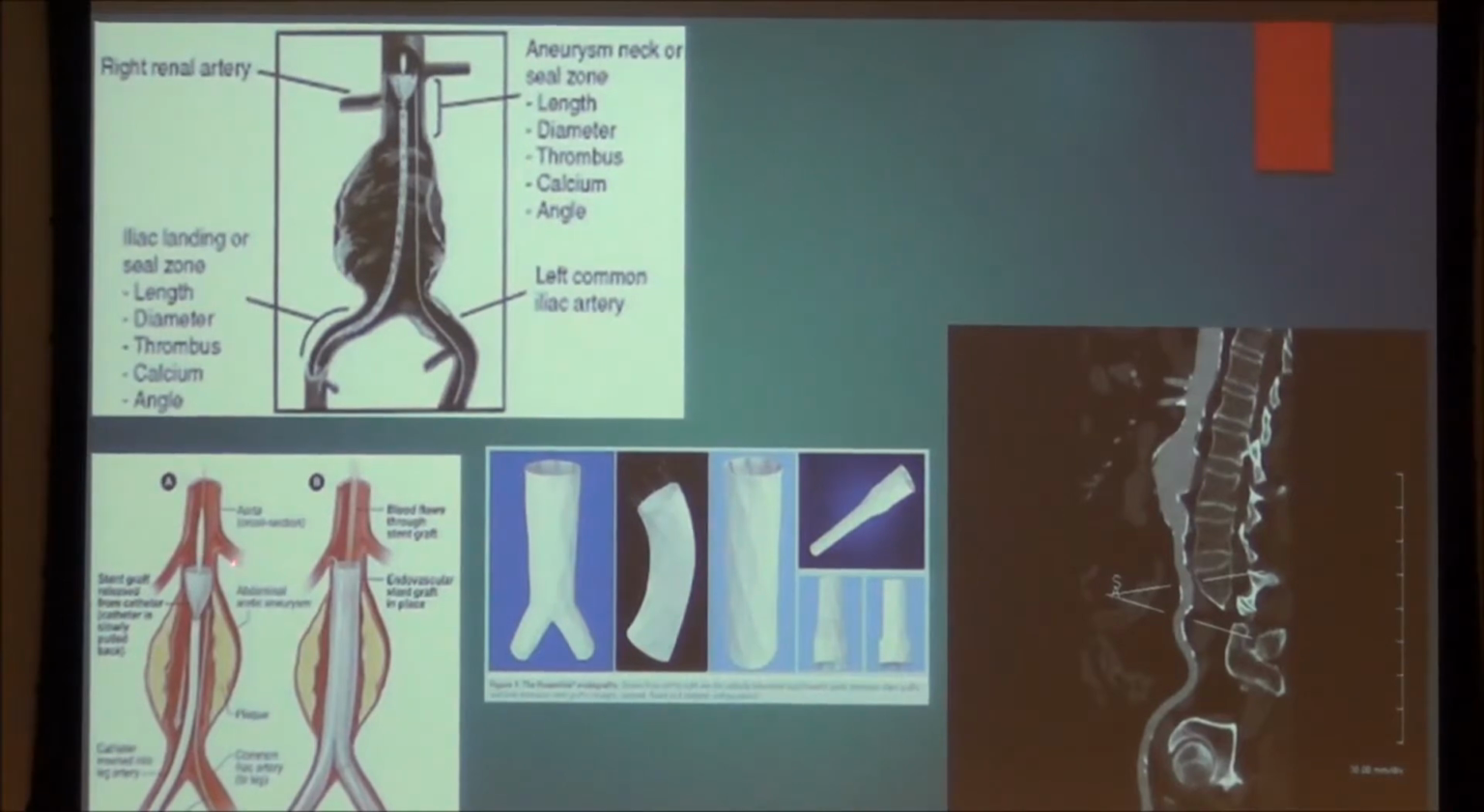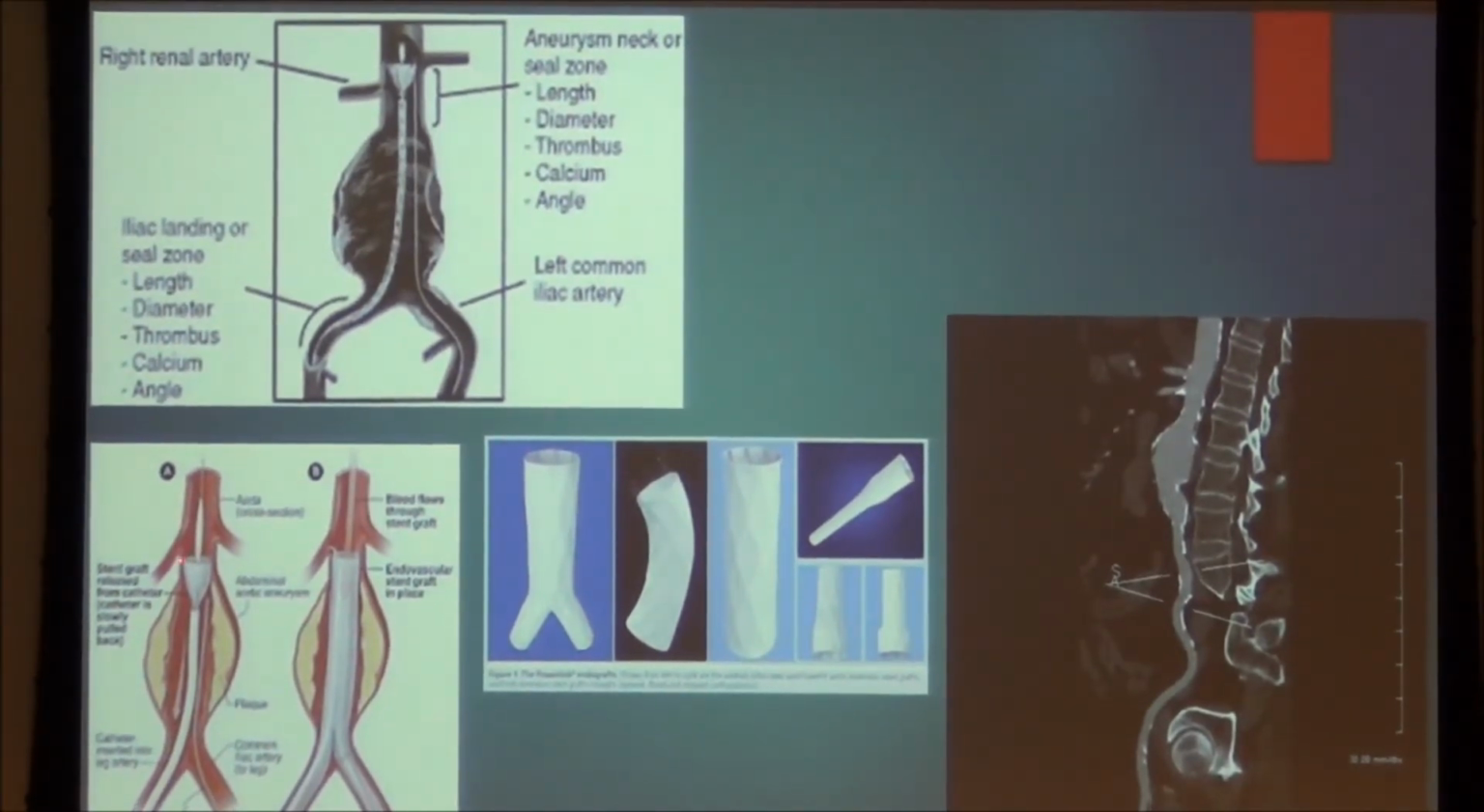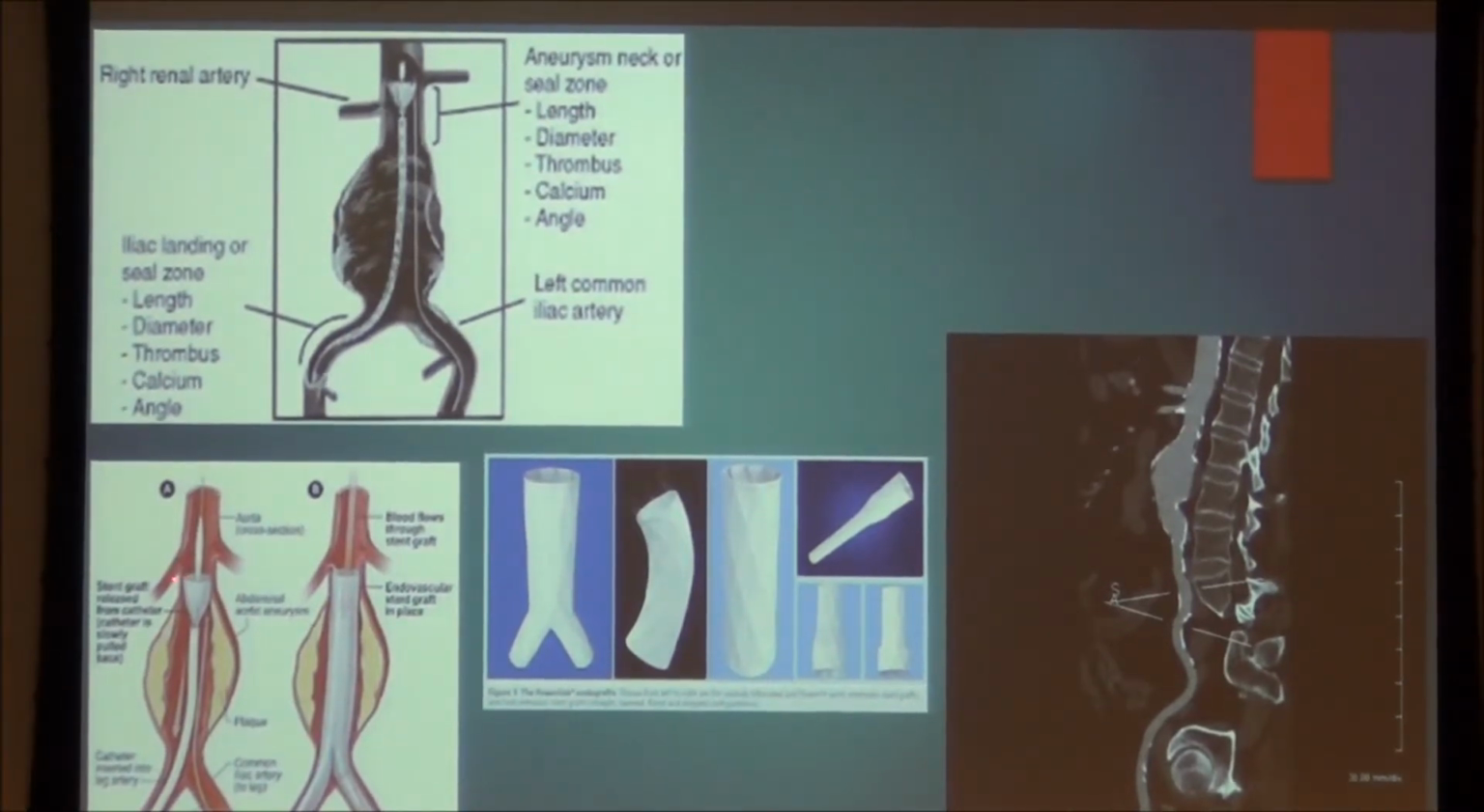This shows how the endograft goes up in the aorta, and we just landed just below the lowest renal. There are metallic parts on the proximal part of the endograft, and they are called aortic fixations. They are very sharp, and they are prongs that get into the aortic wall and keep it in place.